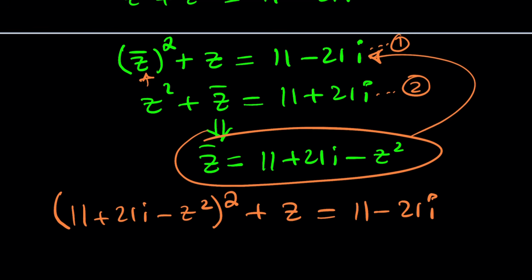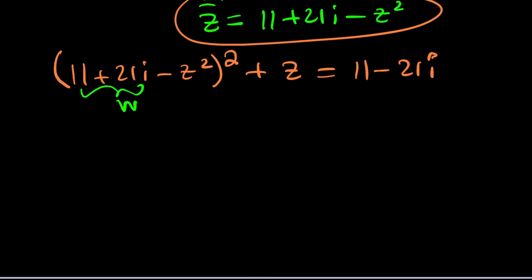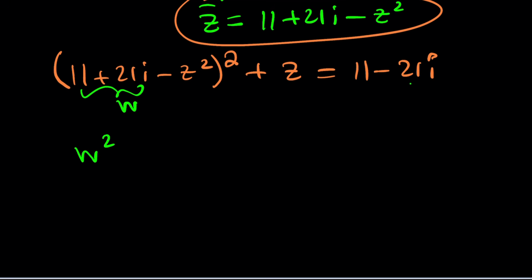A quartic equation. For simplicity's sake, for now, let's go ahead and call this w. It's just another complex number, right? And that's w bar, but that's okay. We can deal with that later. Let's go ahead and expand this. How do you expand w minus z squared, squared? That'll be w squared plus z to the fourth minus 2w z squared, plus z is equal to 11 minus 21i.